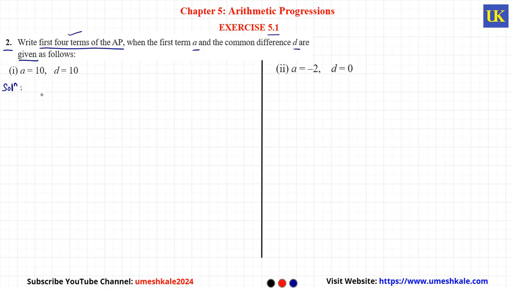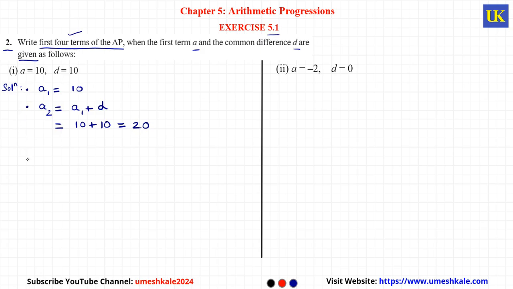Now, the first four terms. The first term is A1, and A1 is very simple. Whatever they have given, the same thing we need to write. So A1 is 10. Then next we will find A2. How do we calculate A2? When we do A1 plus D, we get A2. A1 is 10, and D is 10. So A2 is 20.